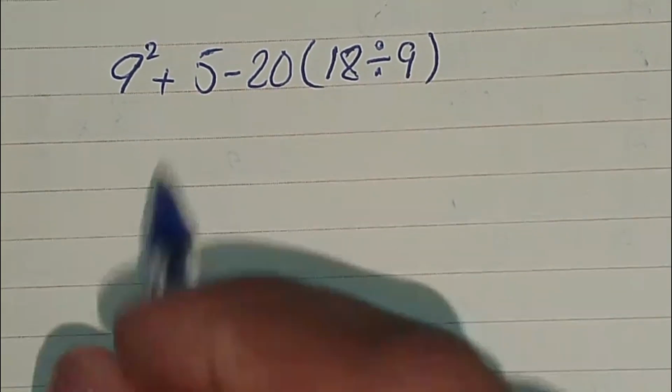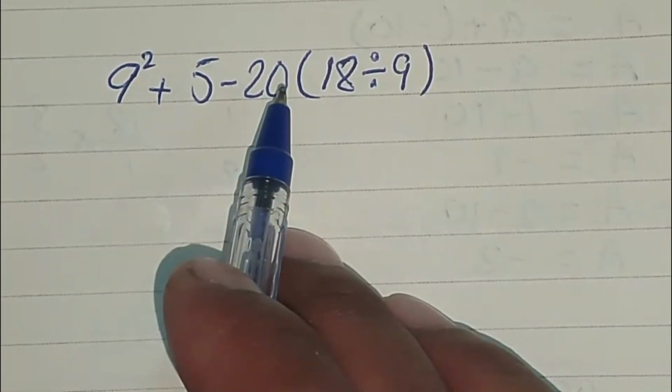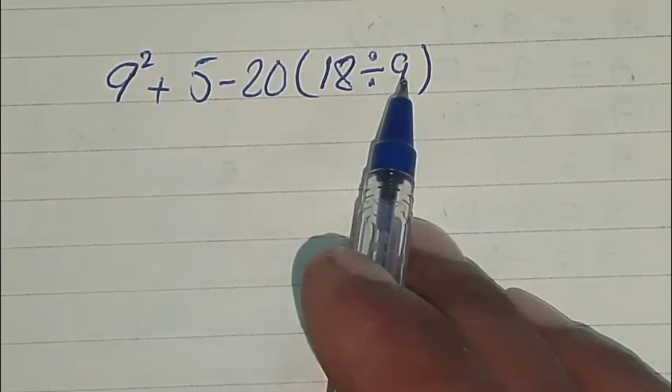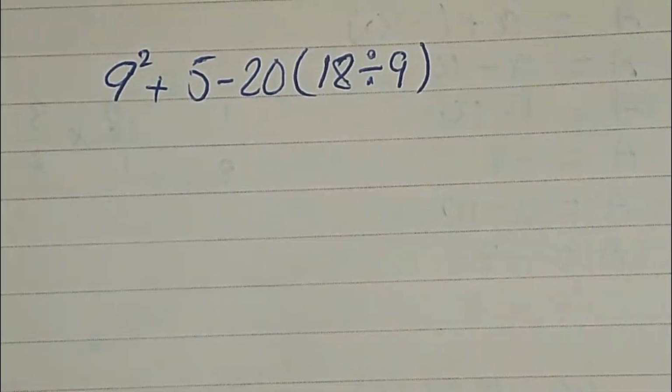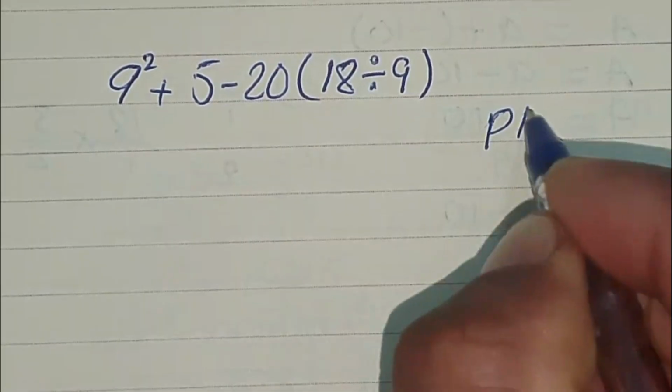Today we find the value of this fraction: 9 square plus 5 minus 20 (18 divided by 9). Now we solve it by the rules of mathematics, PEMDAS.